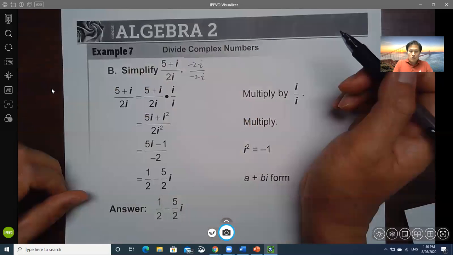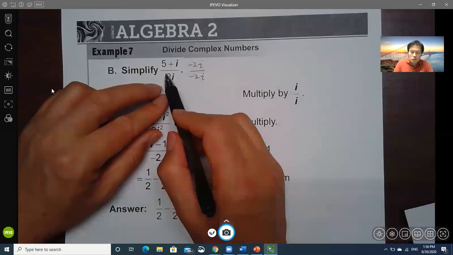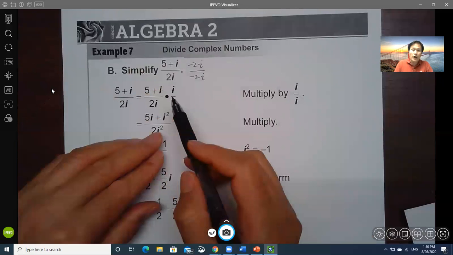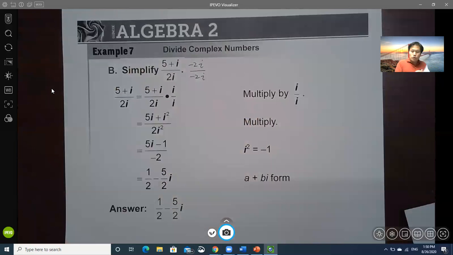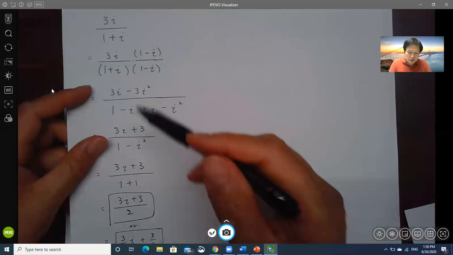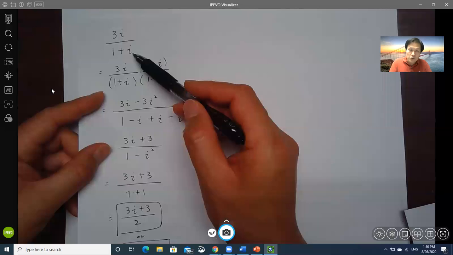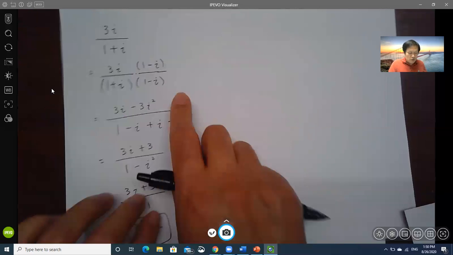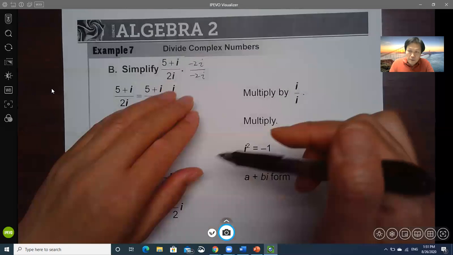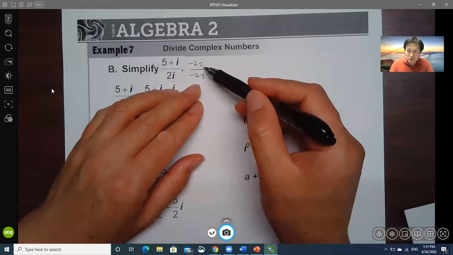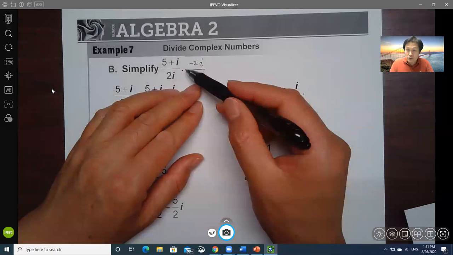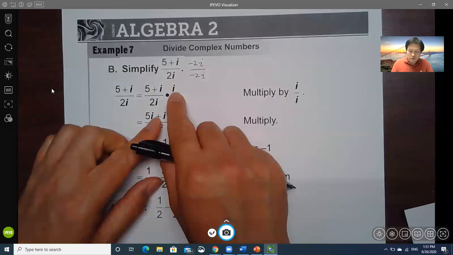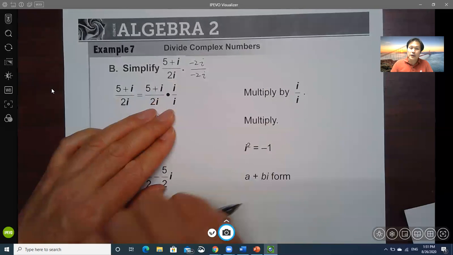But when you have only monomial, when you have only one term, it's okay to multiply by i over i. You cannot multiply by i over i when we have a binomial here on the denominator. Then you have to do this. When you have a monomial, it's okay to multiply by minus 2i over minus 2i. There's nothing wrong with it. You can do that. Better yet, it's easier if you multiply by just i over i.